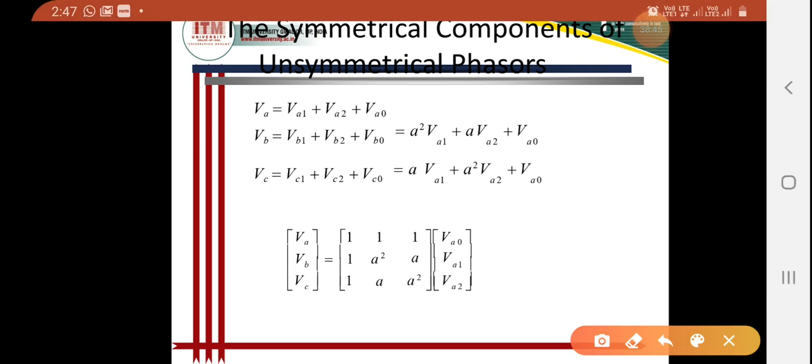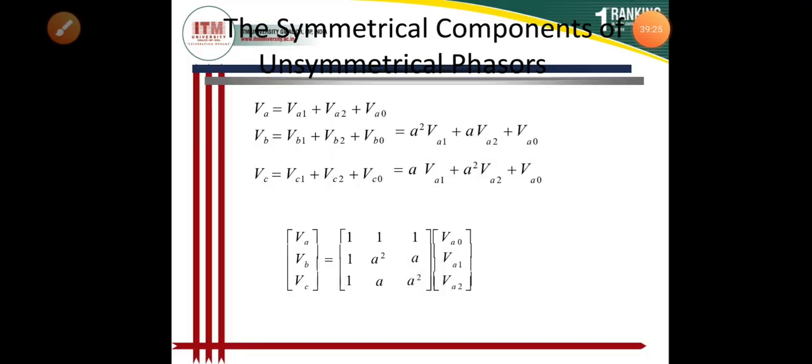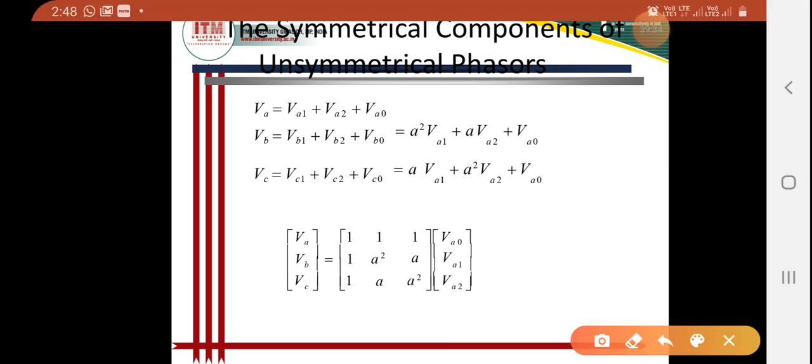Now already we have known the equations, like VA is VA1 plus VA2 plus VA0. Previously we discussed those things when we talked about the three unbalanced phasor system. As per the discussion, you already know that VA is VA1 plus VA2 plus VA0.